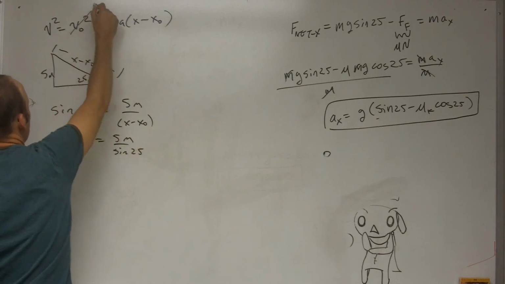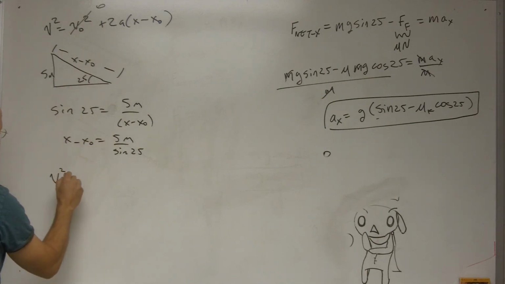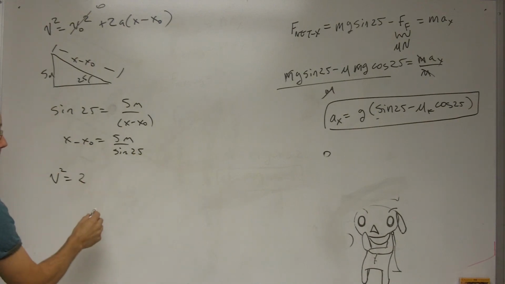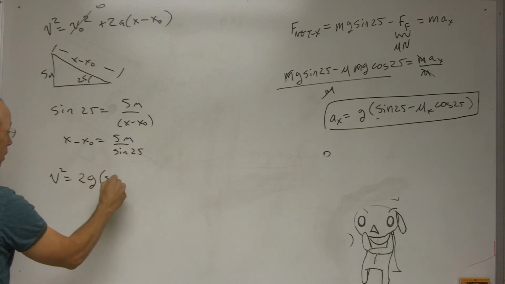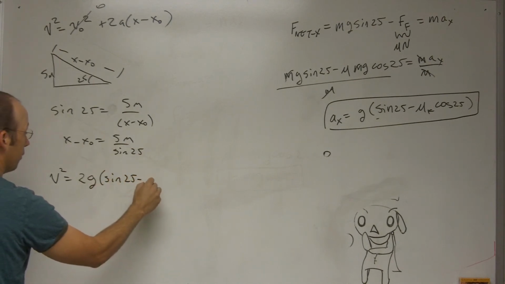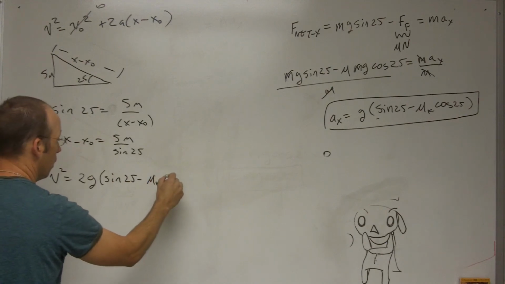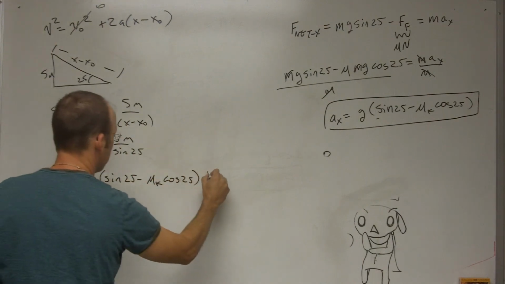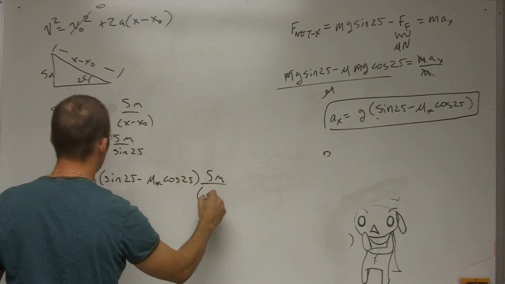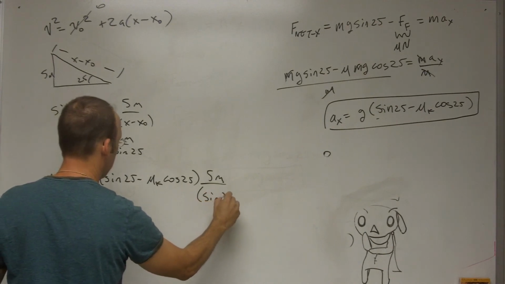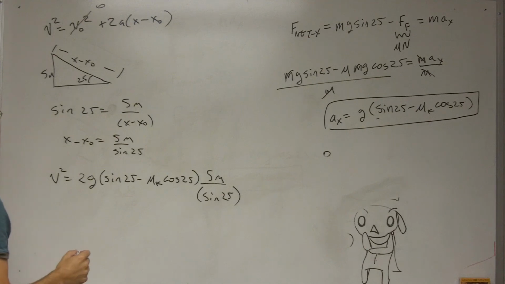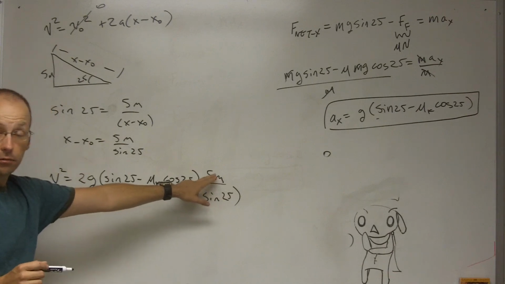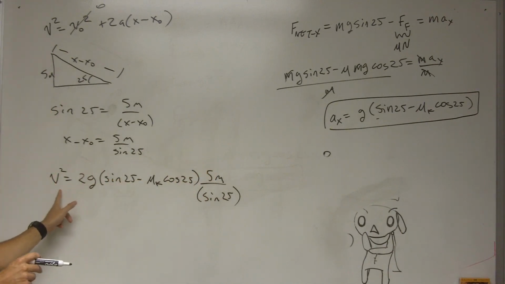The initial velocity is 0. So the final velocity squared is going to be, can you see that? Okay. 2. Then I'm going to put that in for the acceleration. g sine 25 minus mu k, which I know, cosine 25 times this, which is 5 meters over sine of 25. That's it. And this has units of meters per second squared times meters gives me meters squared per second squared. Then I take the square root and it'll give me the right answer.